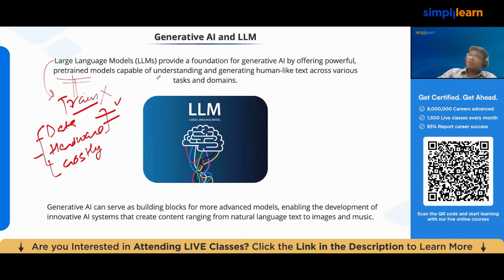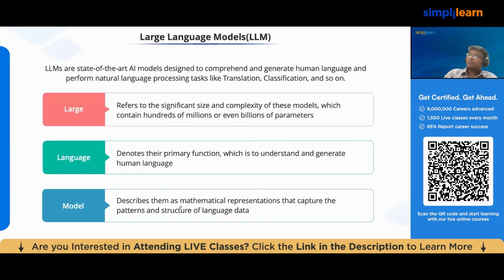So these pre-trained models are capable of understanding and generating human-like text across various tasks and domains. In every domain, these technologies are ranging, whether it's images, music, or other things, with advanced models. These terms are being widely used. Now let's break down this term into three parts: large, language, and model.